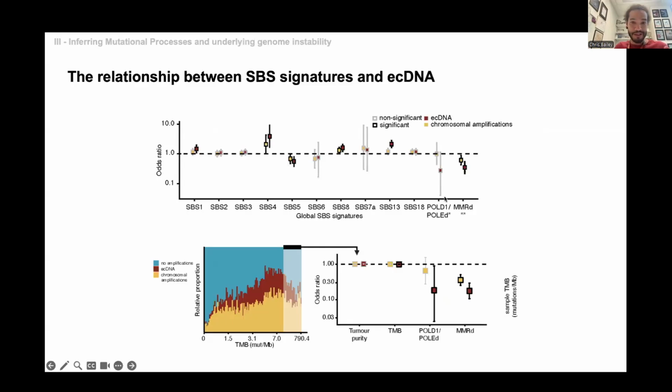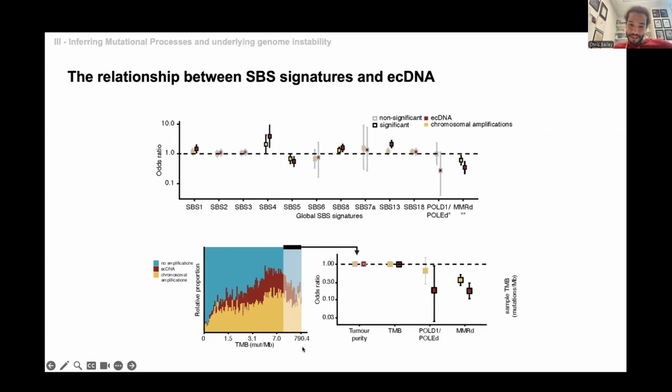Then, following a collaboration with Serena Nik-Zainal and the Science paper published, I think it was about 3 years ago now, by Andrea Degasperi, we used some of the analysis of SBS signatures within the same samples that were conducted using the same data set, and we were able to create a model that looked at the enrichment of certain SBS signatures amongst the samples that contained ecDNA. And we found that there was an enrichment for SBS4, SBS13, and SBS8 within samples that had ecDNA. And there was a negative association with mismatch repair deficiency.